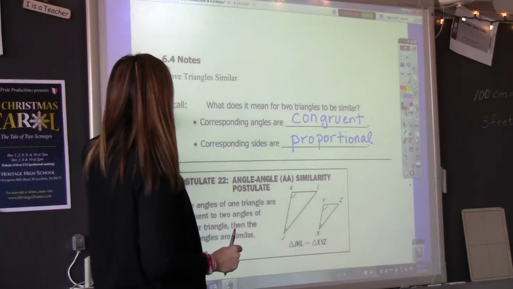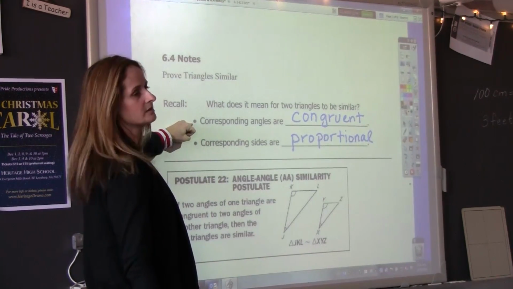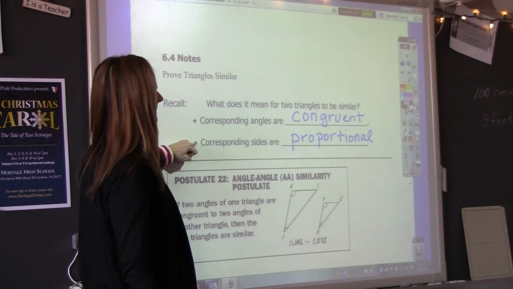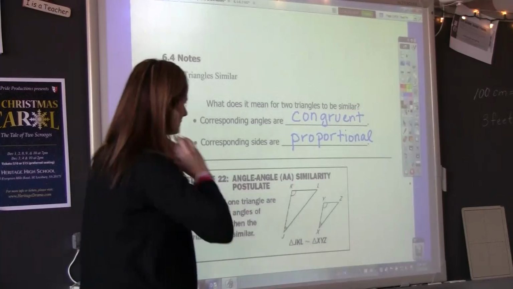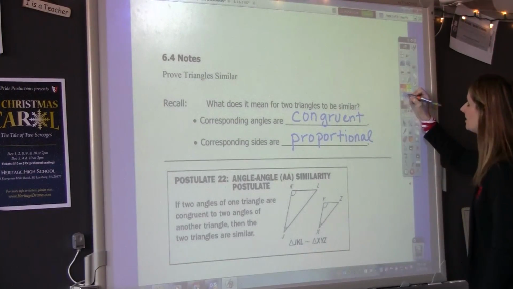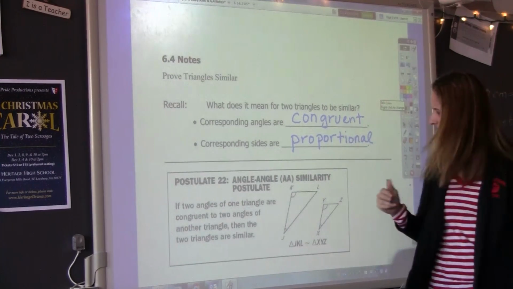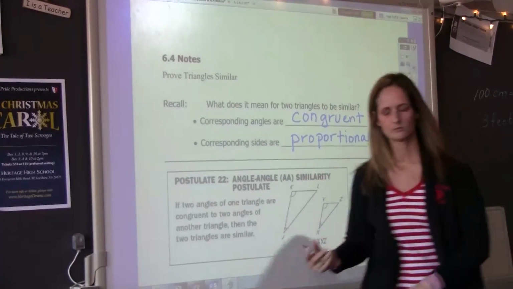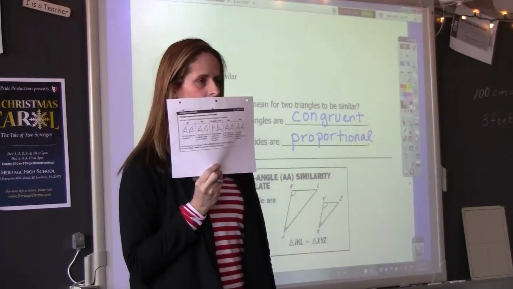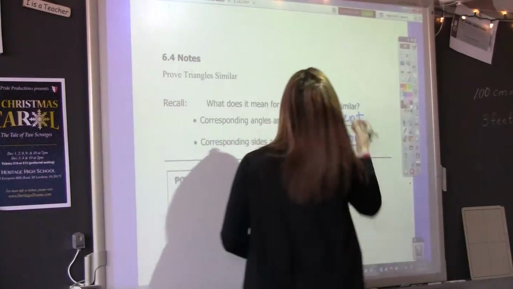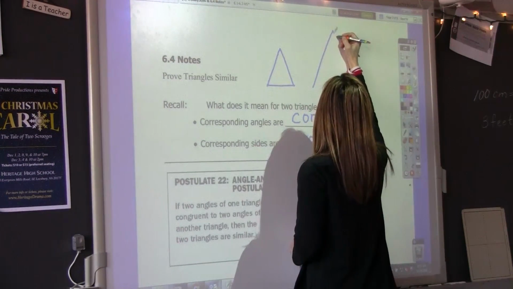So proving triangles similar. Recall, what does it mean for two triangles to be similar? The corresponding angles need to be congruent, and the corresponding sides need to be proportional. Okay? So, our first postulate. If you recall from the Gizmos activity, a lot of the questions were, why isn't angle, angle, angle on there to prove two triangles congruent? And we learned that's because the two triangles could actually just be similar.